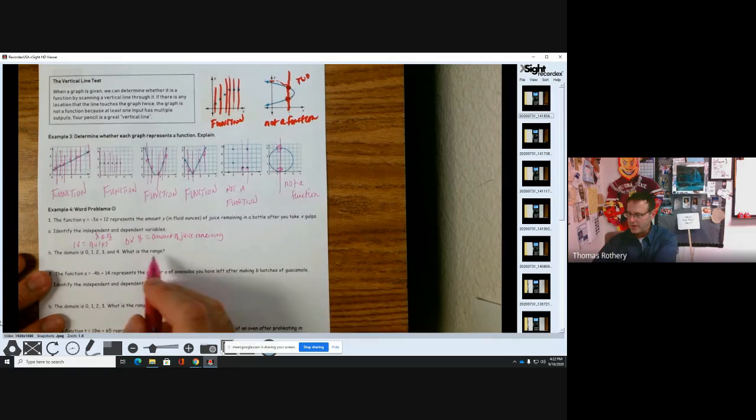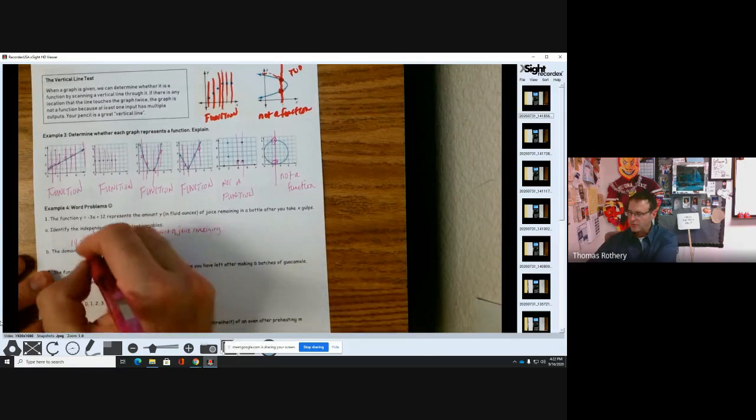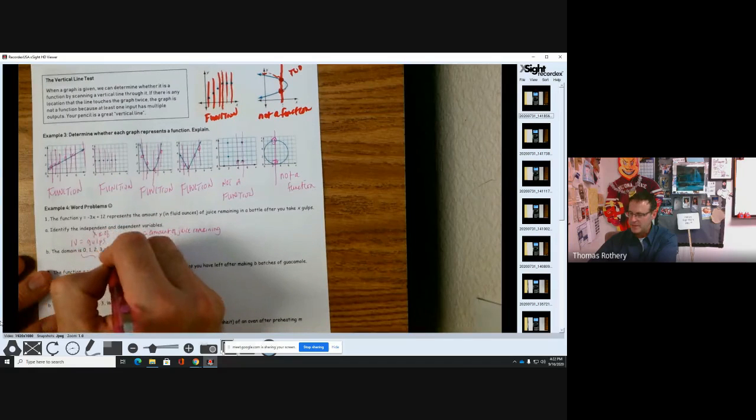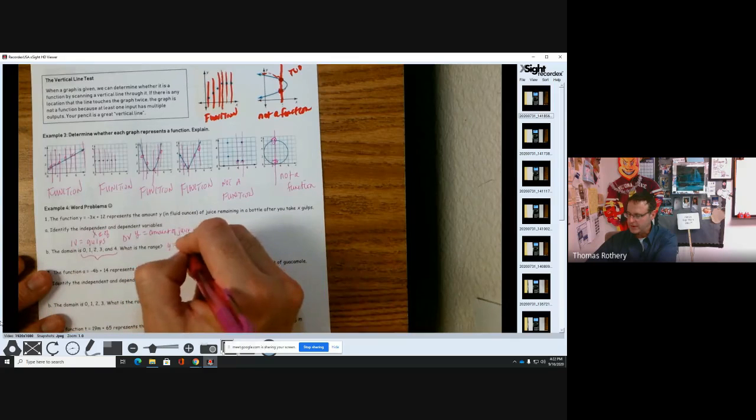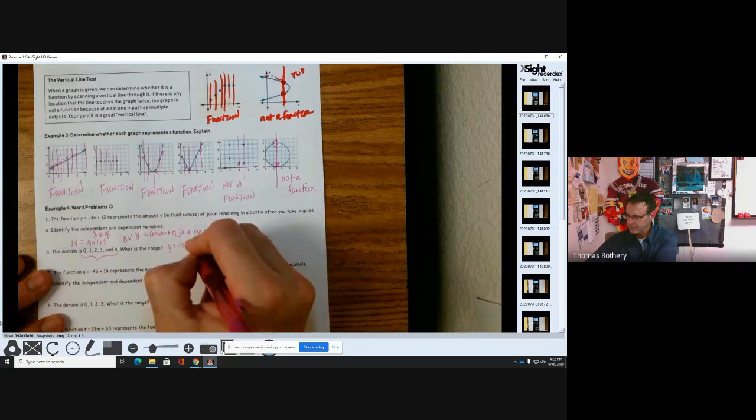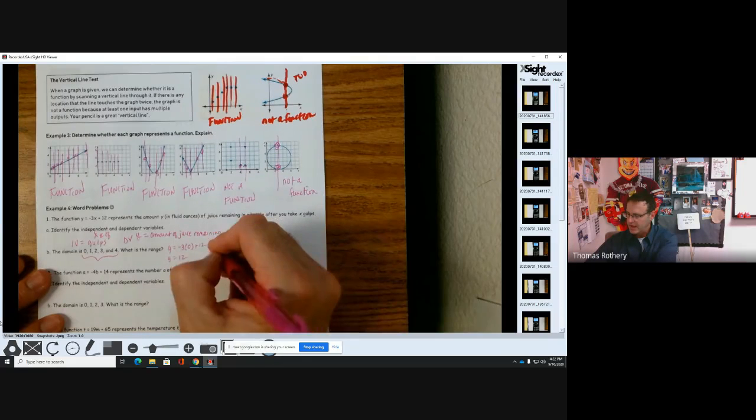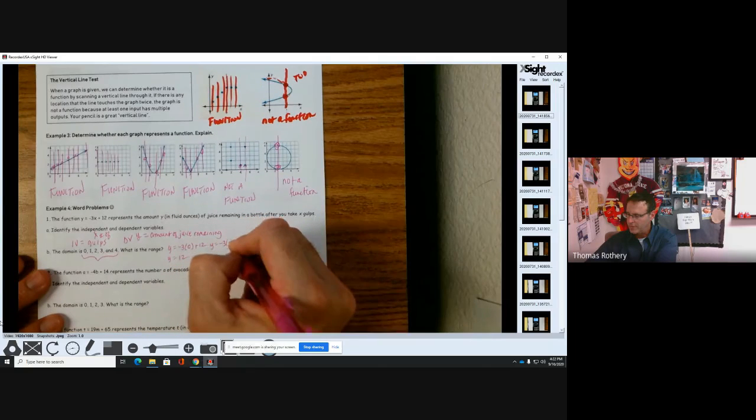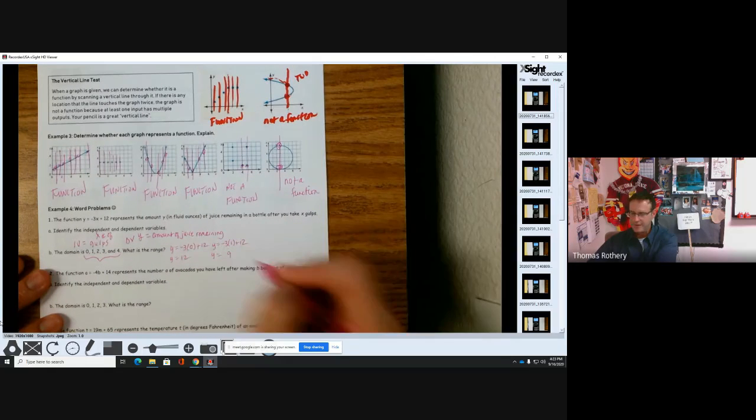Since the domain is 1, 2, 3, or 4, you're taking 1, 2, 3, or 4, or 0 gulps. What is the range? Well, you're going to have to take these numbers and put them into this equation. So y is equal to -3 times, plug the first one in, 0 plus 12. If you work that out, you get 12. If you plug in the next one, -3 times 1 plus 12, that gives you 9. And you can use a calculator if you need to.